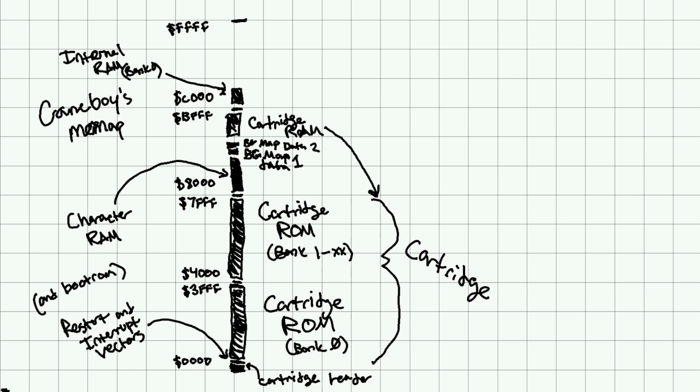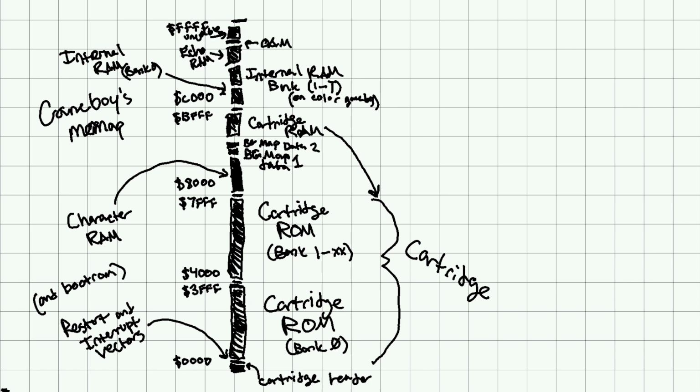Then we have the internal RAM, bank 0. The internal RAM, the other banks on a Game Boy Color. On a regular Game Boy, it's just more RAM. Then there's this section called Echo RAM, which is really weird. Anything you write to bank 0 of RAM just appears in Echo RAM, but you're not supposed to look at it. Then we have object attribute memory. This is also known as the sprite attribute table. Then we have unusable memory.